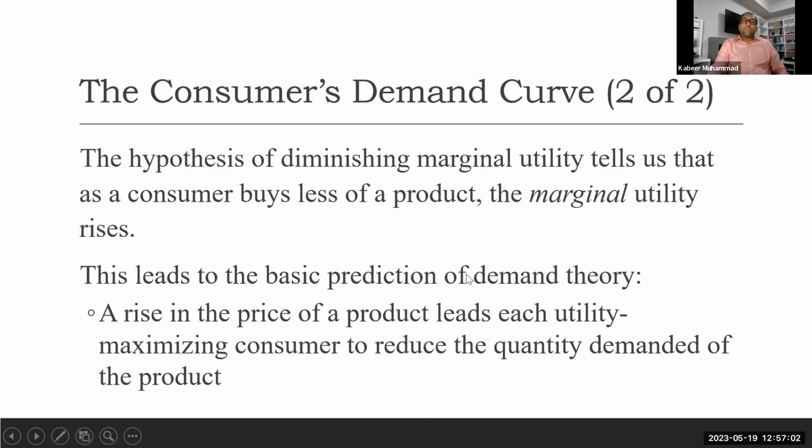This leads to a basic prediction of demand theory: a rise in the price of a product leads each utility-maximizing consumer to reduce the quantity demanded. So we can prove from here how the law of demand works, because the balance between the marginal utility per dollar of the product whose price is rising is going to be disturbed. In order to restore that, we start consuming or buying less of that.